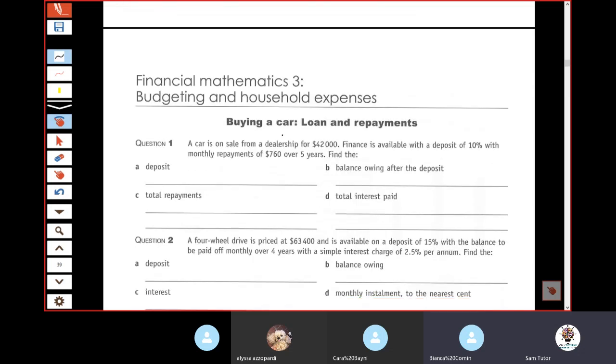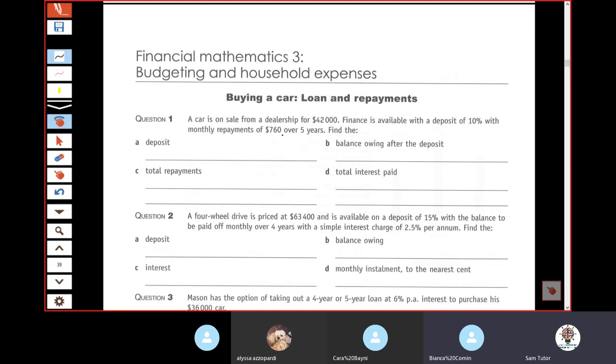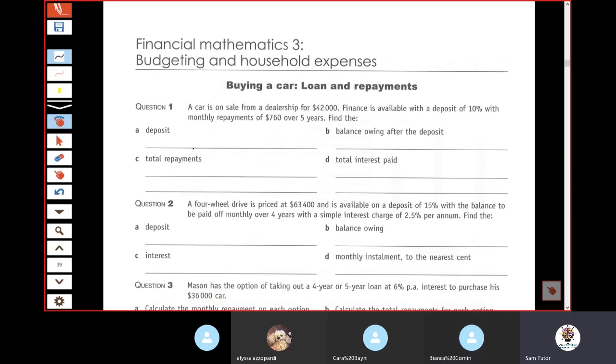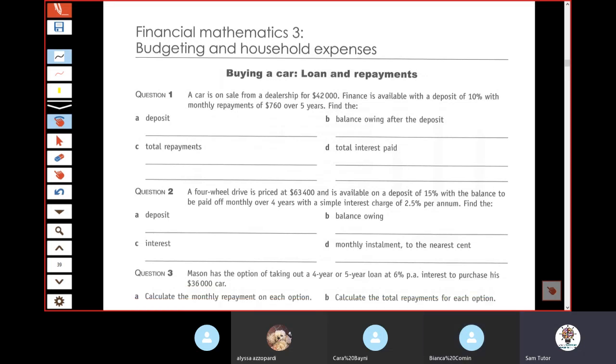Let's go and move on to another one. Buying a car. Again, I believe you guys will be able to do this, but I'll do the first one, and I can see question 2 is the same. So I'll leave question 2 for you guys.